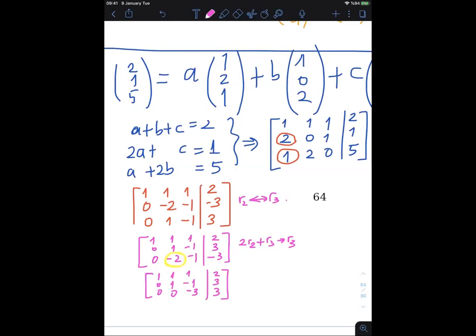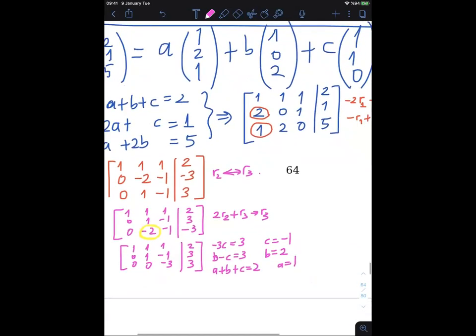We can check. Okay, so from the last line, we see minus 3 times C equals 3. So C must be minus 1. And then I have B minus C equals 3. So B is 2, right? B is 2. Then A plus B plus C is 2. And this gives me what? A is 1, right?